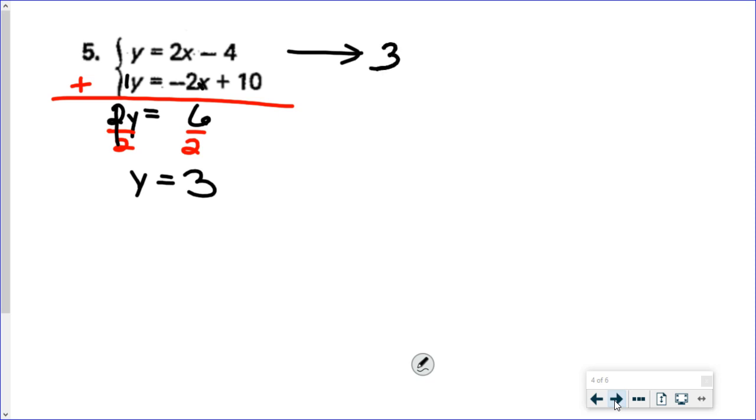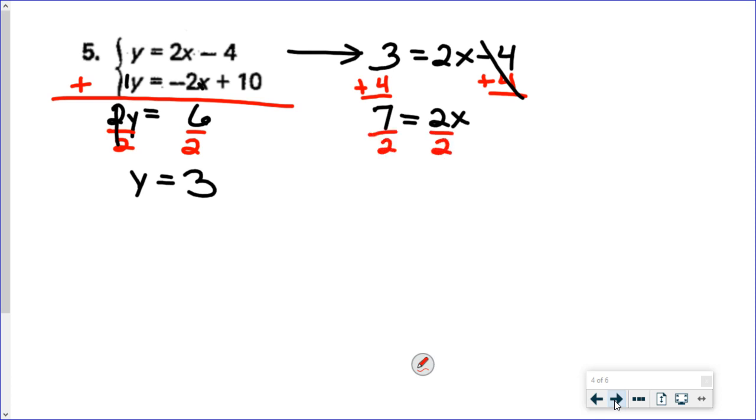So y is 3. I don't know what x is. So I'm going to add 4. And I get 7 equals 2x. And now I'm going to divide by 2. And remember, it's okay to have some decimals.